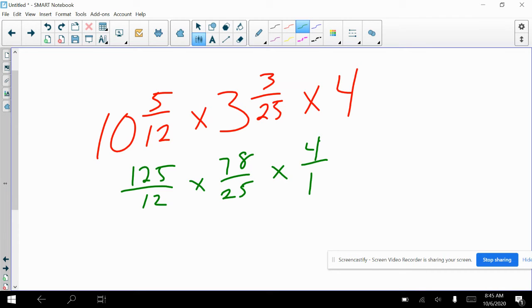All right. Talk to me. What do you want to do? Cross reduce. What do you want to cross reduce? 125 and 5. I like it. That's a 1. That would be a 5. Very good. Anything else?